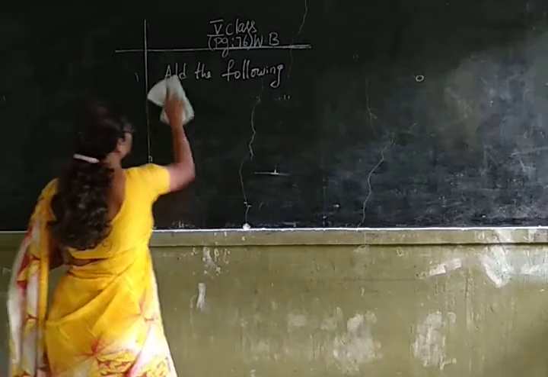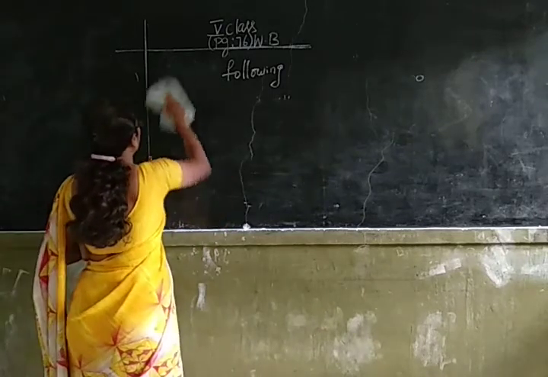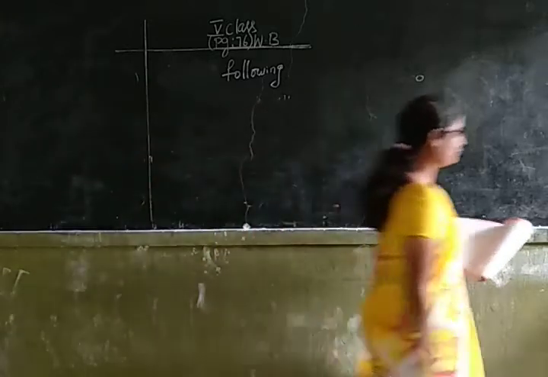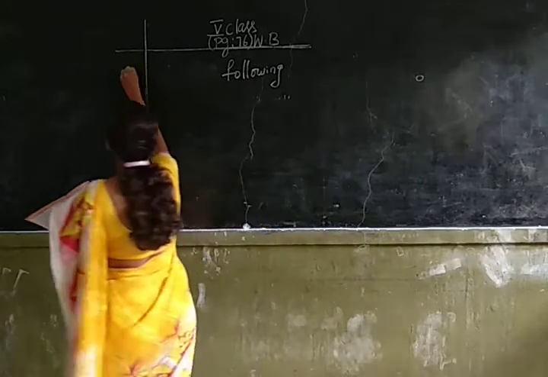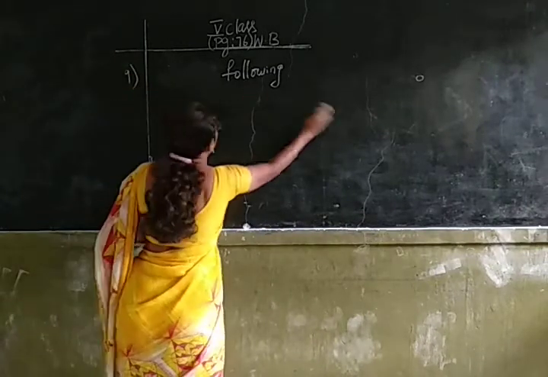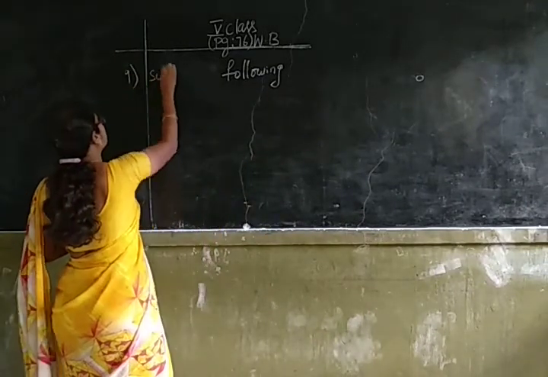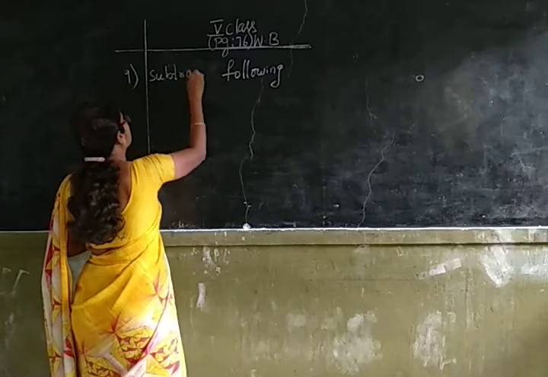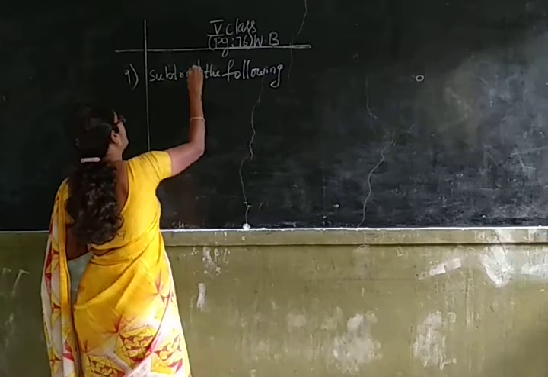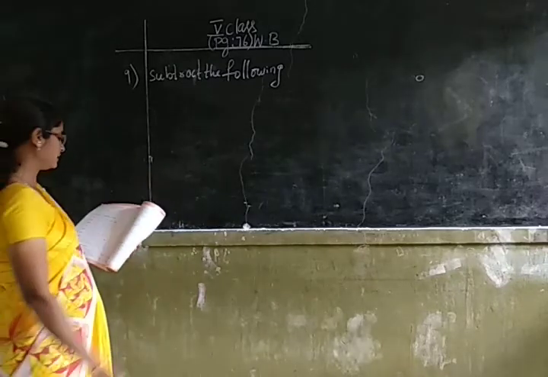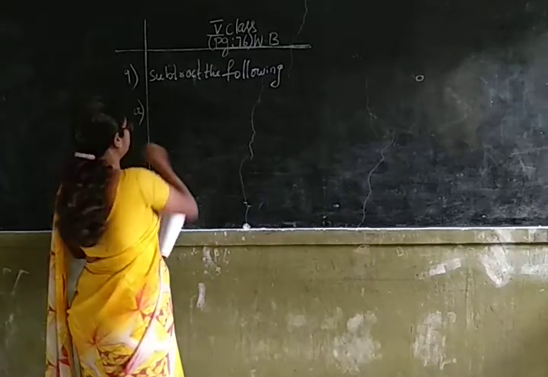The ninth sum is: subtract the following decimal numbers. Let us do the A sum.